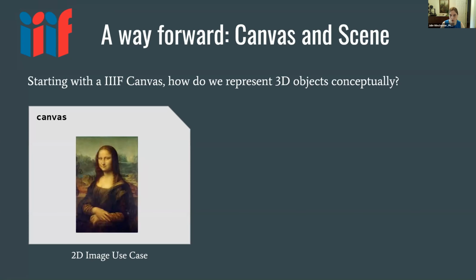All of our discussions started with a standard IIIF 2D image use case. You have a canvas. The canvas is bounded. It has some finite dimensions, 400 by 400 pixels, 1200 by 800, something like that. And then you annotate a 2D image resource on that 2D canvas. Next slide, please.